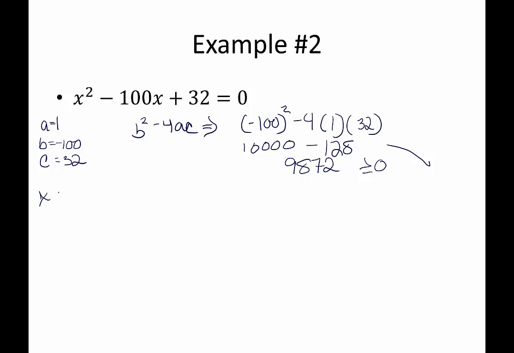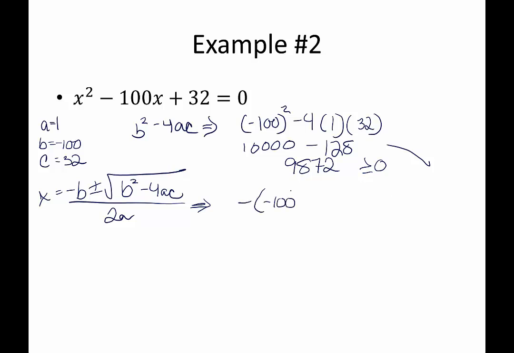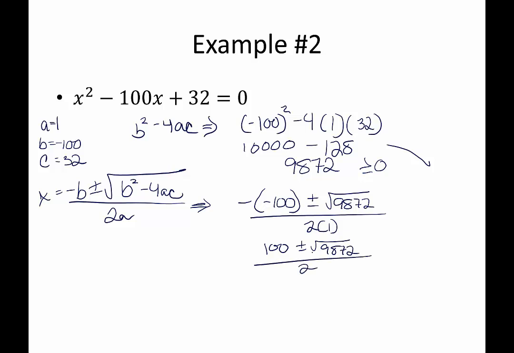So x equals negative b plus or minus the square root of b squared minus 4ac, all over 2a. That gives me negative 100 plus or minus the square root of 9872, divided by 2 times 1. So positive 100 plus or minus the square root of 9872, all over 2.